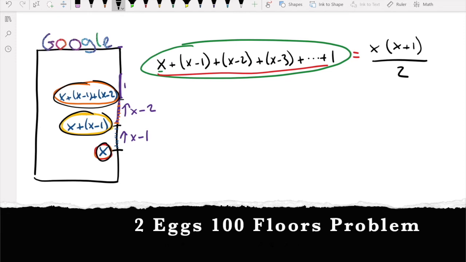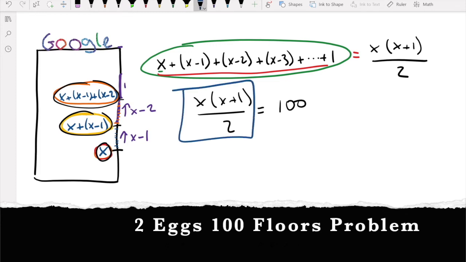And since the top of the building is the 100th floor, you don't want to go past floor 100, right? You want this to end before you get to the top of the building. So what you do is, you set that equal to 100, and you solve. This is just a quadratic, and you can solve for x, and you get a number 13.6 something, and if you round it to the nearest floor, that is 14. So this tells you that you should start on floor 14.